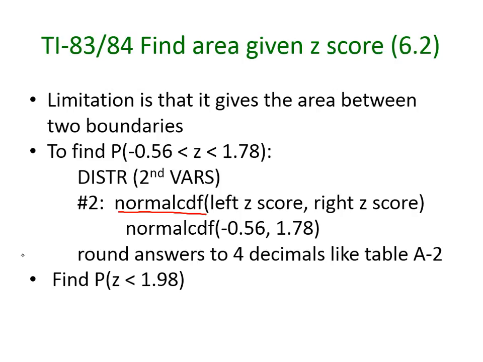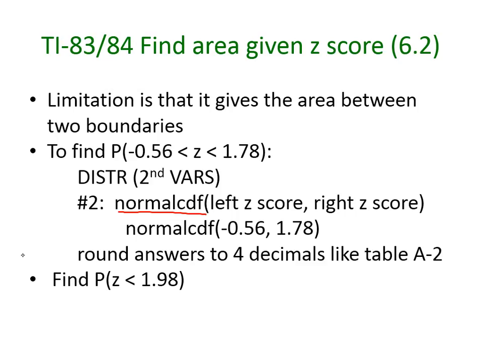Now, the problem with the calculator, it only gives me the area between two things. What if I want to do the one on the bottom, the probability that z is less than 1.98? It would be easiest just to look it up. So I'm going to use that normal cumulative distribution from the left. So it's always going to give me my area to the left.